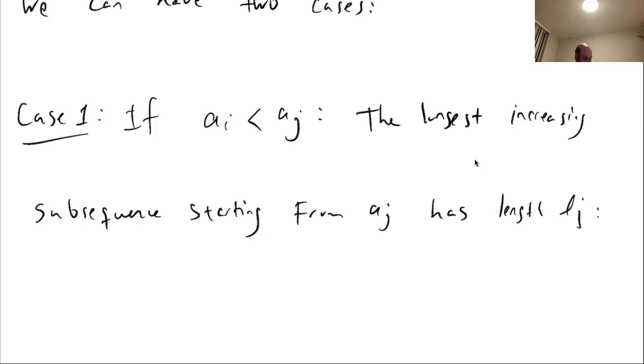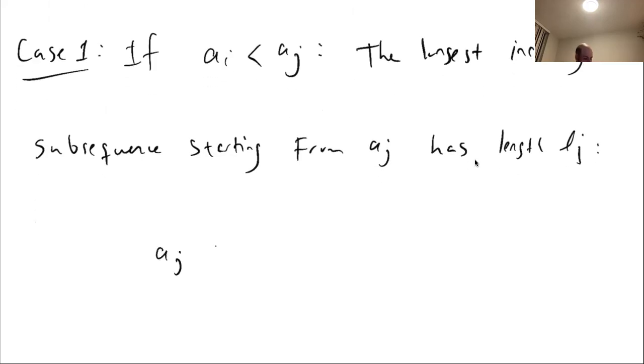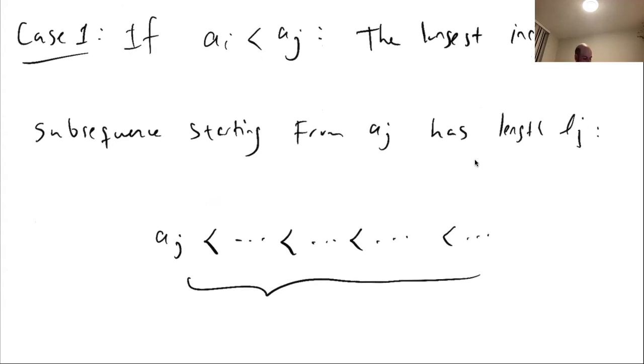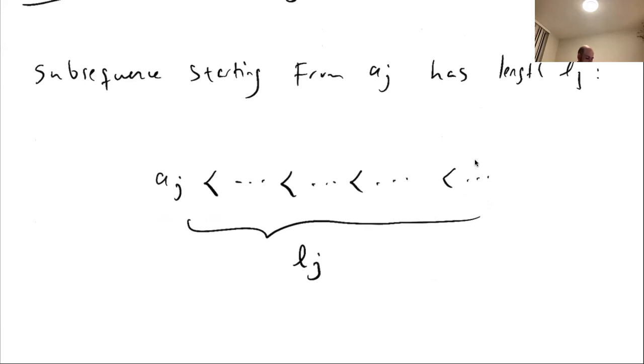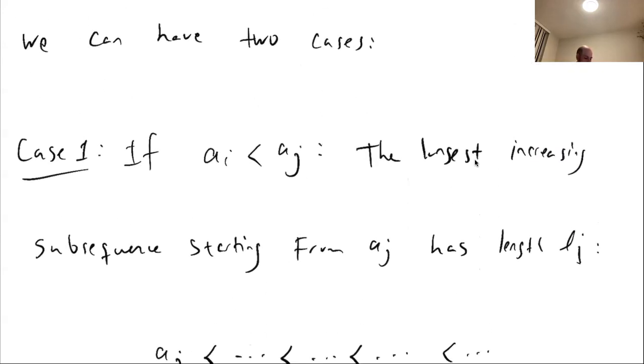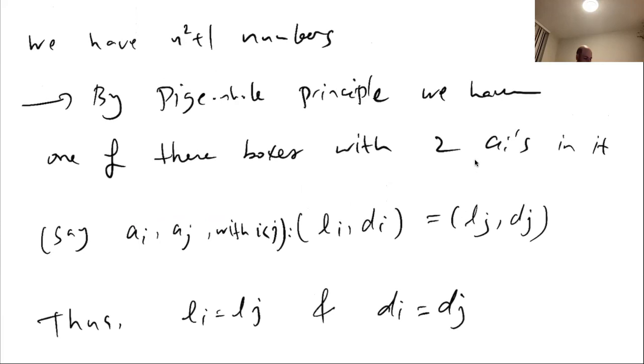LJ, right? So I can start from AJ less than some element, less than some element, less than, and then this length will be LJ. That's how I define LJ. LJ is the length of longest increasing subsequence starting from AJ. Now, what about if I consider AI? AI, remember, the index I is before J.